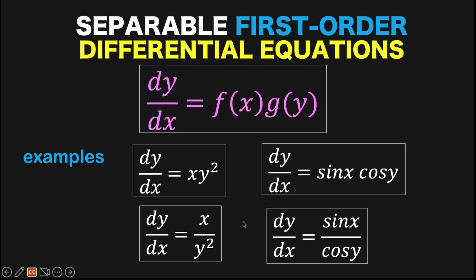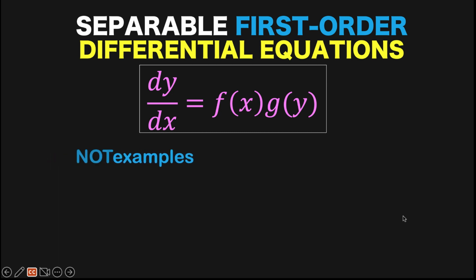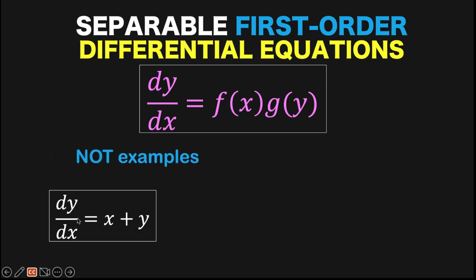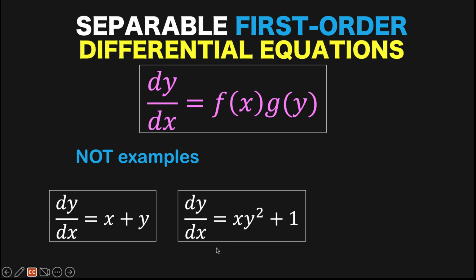Now, having seen examples of separable differential equations, let's look at some that cannot be solved using separation of variables. Here is an example: dy over dx equals x plus y. The right side cannot be written as f of x times g of y. Another example is dy over dx equals x y squared plus 1, again because the right side cannot be written as the product of two functions, f of x and g of y.